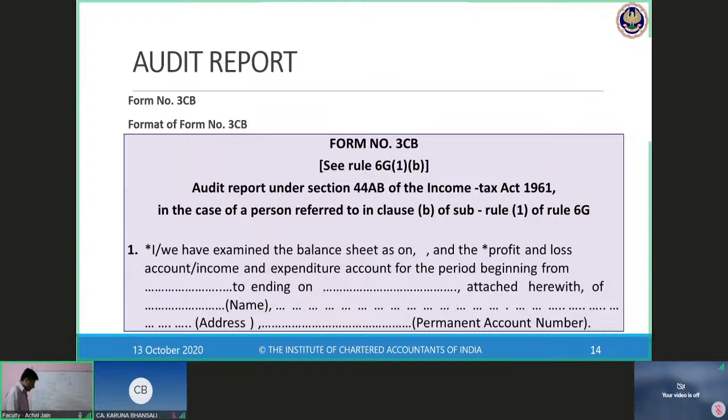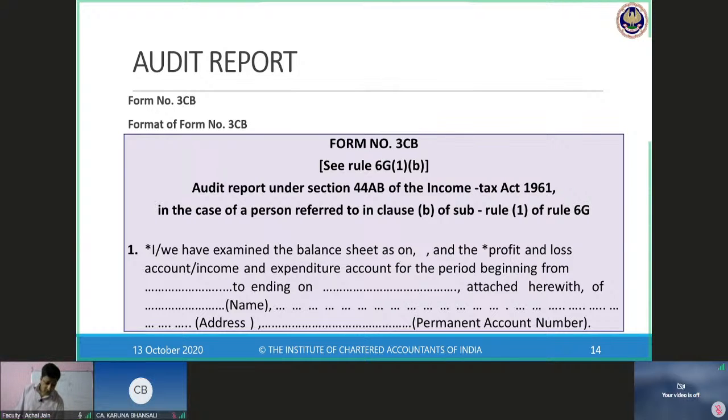And we can also say that this opinion may be qualified or clean. So I'm just saying this can be clean or qualified, depending on the observations of the auditor. So I've written clean or qualified in this case.